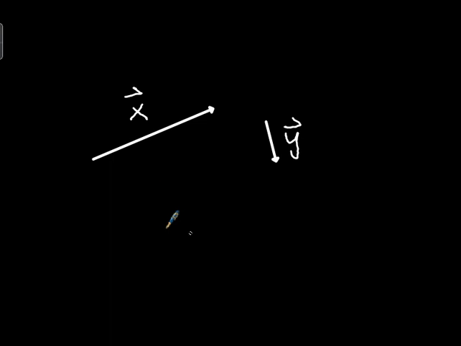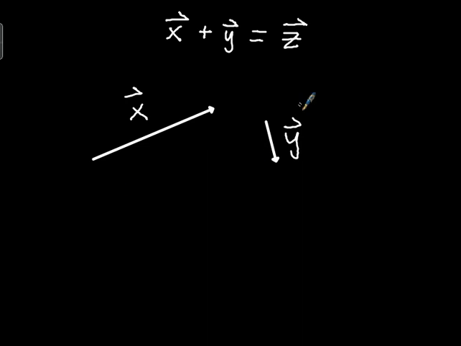When I want to add these vectors together, of course I'm going to do the vector addition. Vector addition is going to be vector x plus vector y, and that's going to result in the vector z. Z is called a resultant vector.